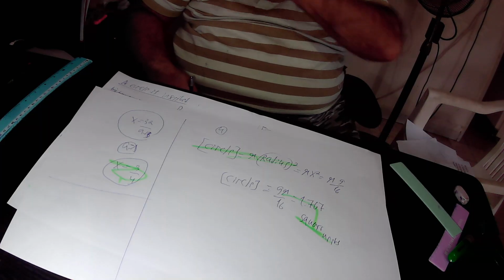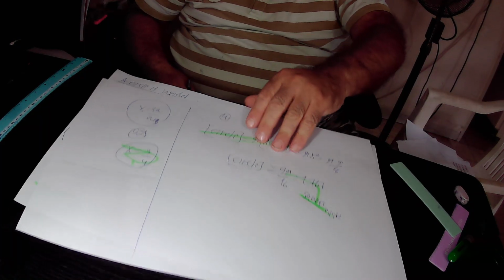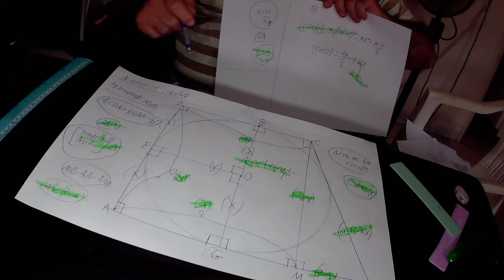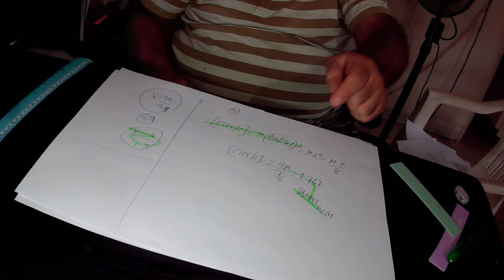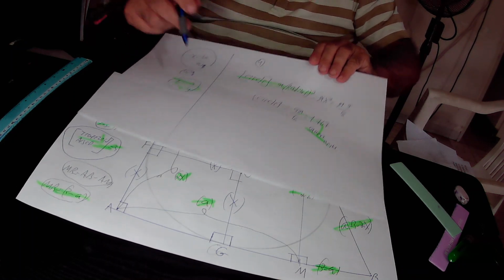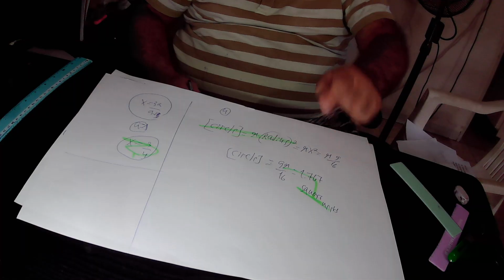So in total, we found out that the area you are looking for in this question, that is the area of this circle, equals 9 pi over 16 square units in size. In terms of numbers, the area of this circle equals 1.767 square units in size.